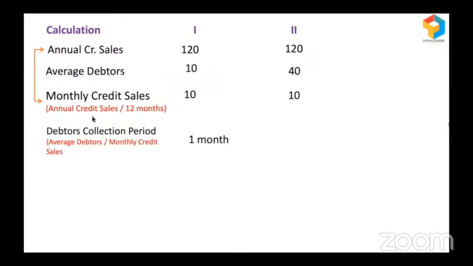It means this business is taking 1 month to collect money from its customers. Whereas in scenario 2, it is 40 divided by 10. It means this business is taking 4 months to collect money from its customers. So here we get the message. The message is in scenario 1, the collection is happening at a faster pace. Whereas in scenario 2, it's slower because they're taking 4 months to get their money back.